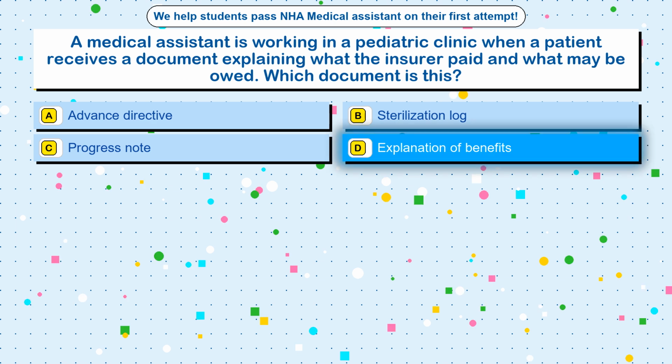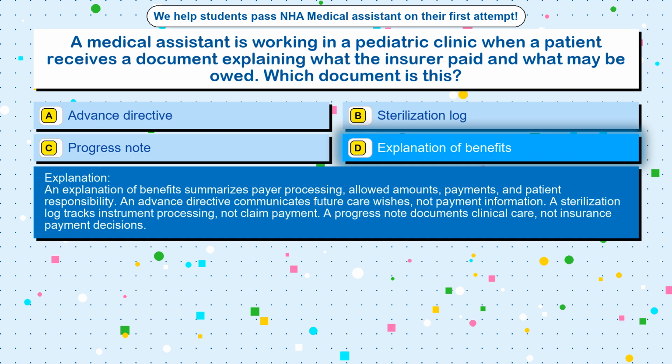The correct answer is option D, Explanation of Benefits. An explanation of benefits summarizes payer processing, allowed amounts, payments, and patient responsibility. An advance directive communicates future care wishes, not payment information. A sterilization log tracks instrument processing, not claim payment. A progress note documents clinical care, not insurance payment decisions.